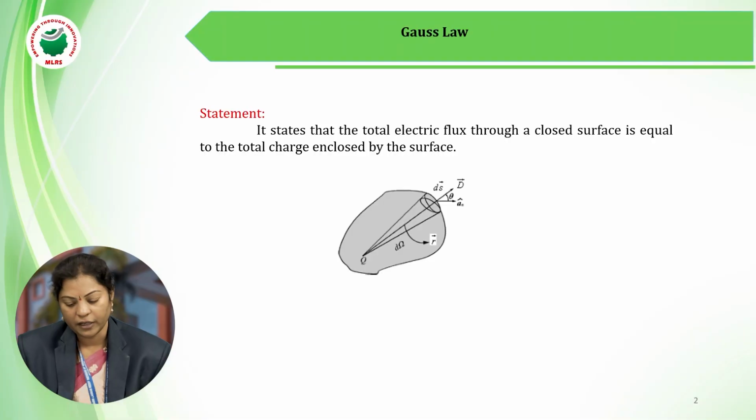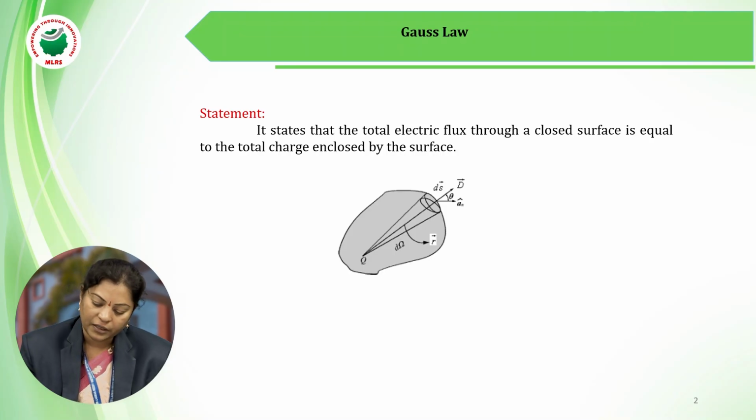So today I am going to explain about the Gauss law applications, Maxwell's first law, and also Laplace and Poisson's equations. So in the previous class I already explained the statement of the Gauss law, and again I am revising it here. According to the Gauss law, the total electric flux through a closed surface is equal to the total charge enclosed by the surface.